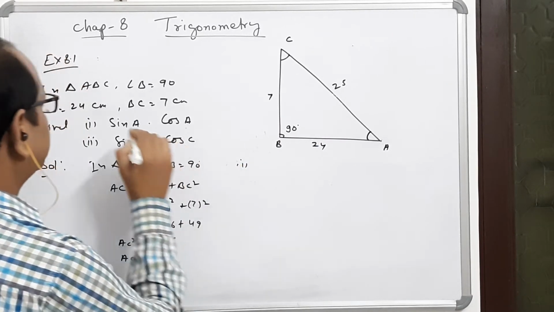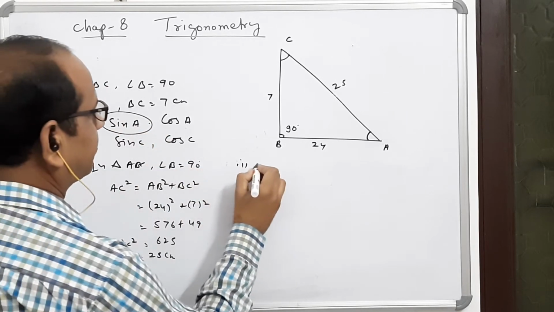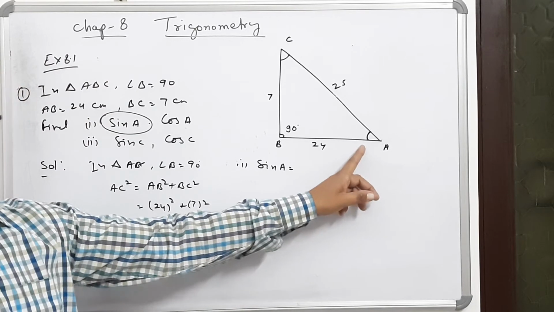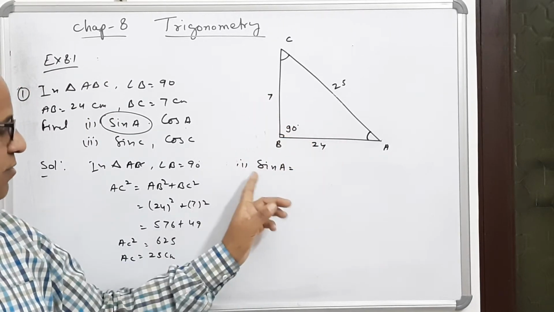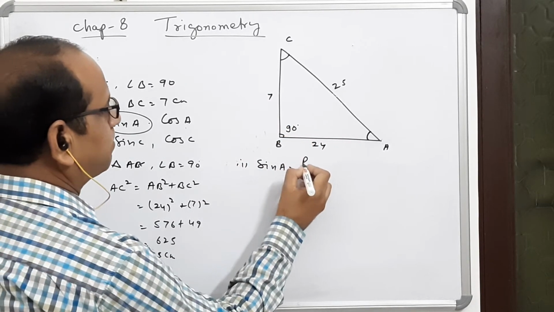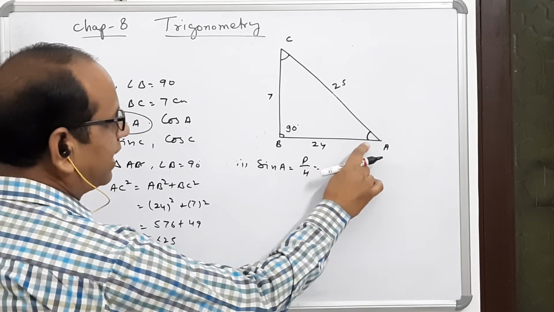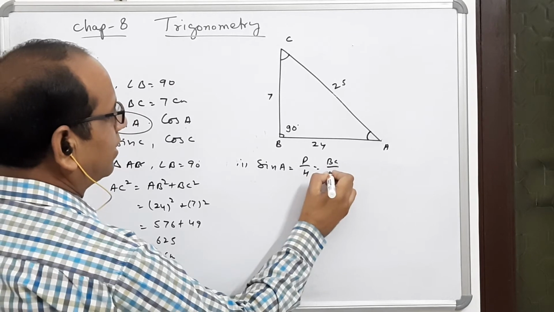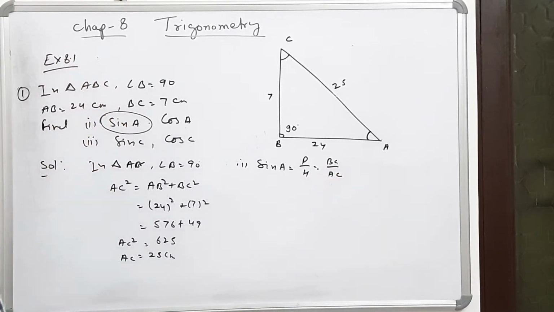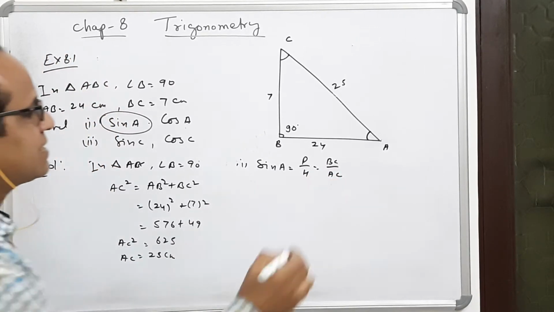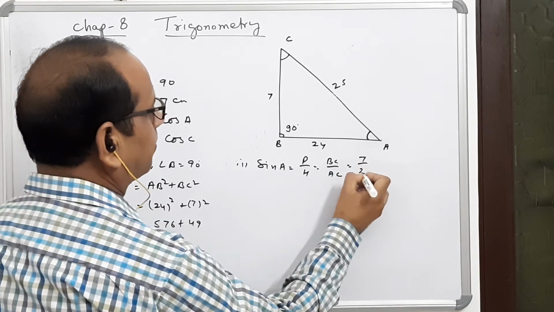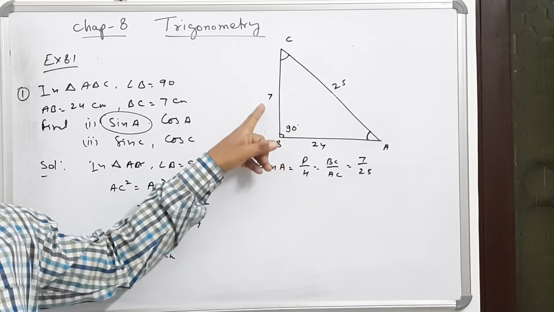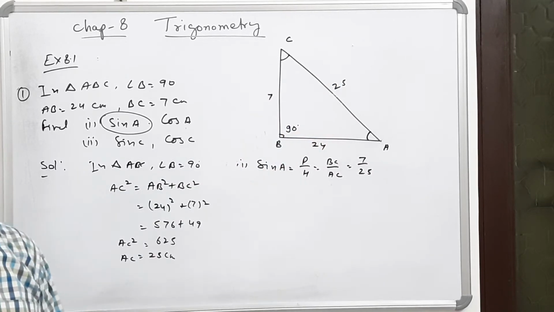Here, see, we have to find sine A. See this one, this is angle A. Now, you know what is the formula for sine? It is P upon H. Now for A, what is the perpendicular? It is BC upon the hypotenuse, which will always be AC. So the answer is 7 upon 25. You see, for angle A, this is the perpendicular, this is the hypotenuse.